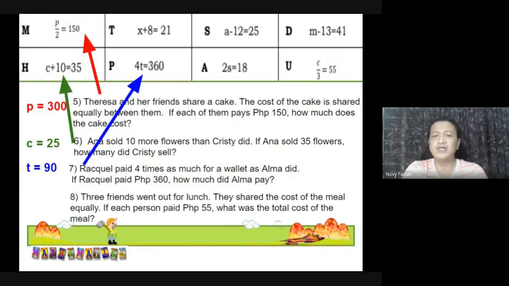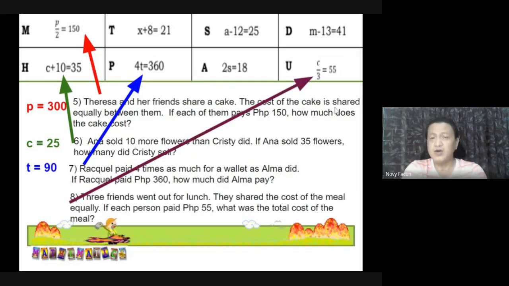And for the last number, 3 friends went out for lunch. They shared the cost of the meal equally. If each person paid 55 pesos, what was the total cost of the meal? The word each here is division. So the equation is letter U. Think what is the value of C here when you divide by 3. Their quotient is 55 and that is 165. Did you notice that if you multiply 55 by 3, that is 165? So that is a reverse process.